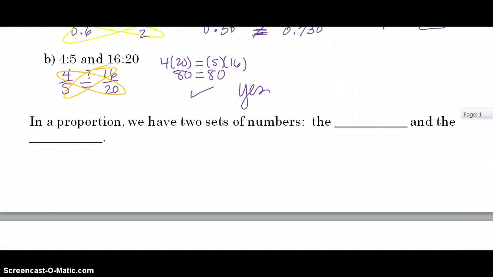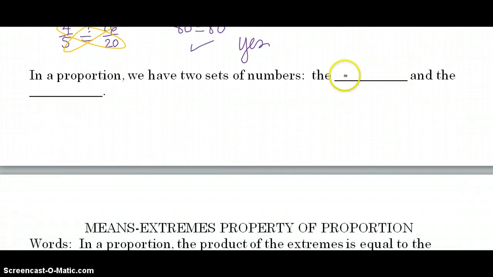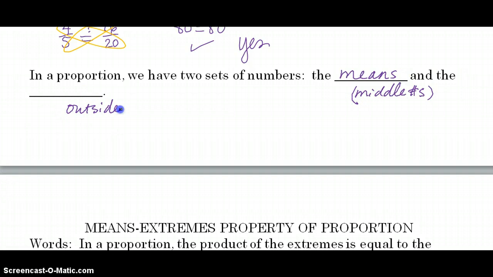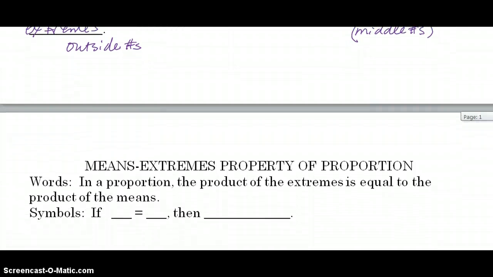In a proportion, we have two sets of numbers. The middle numbers are called the means. And then the outside numbers, the outer numbers, are called the extremes. And that leads us into the next page, means extremes.